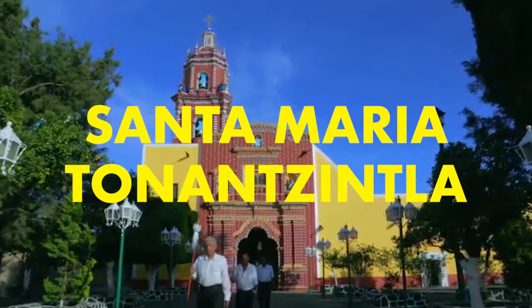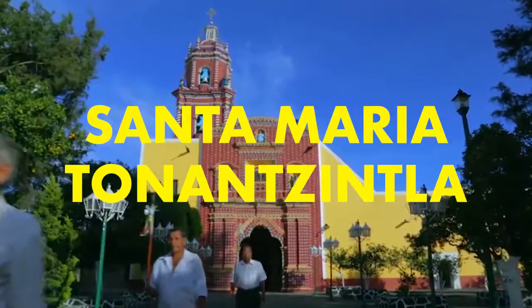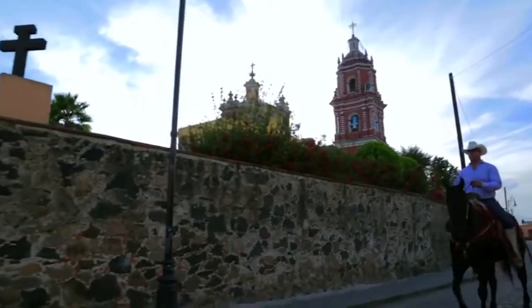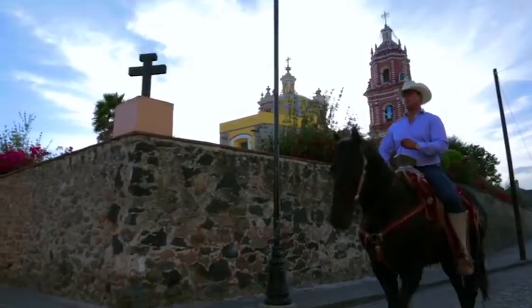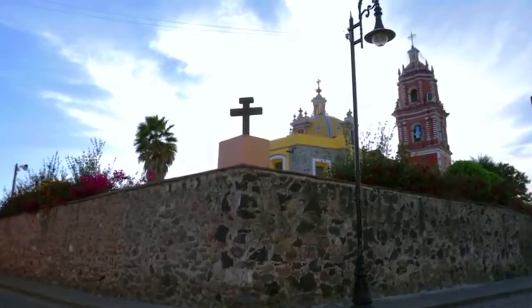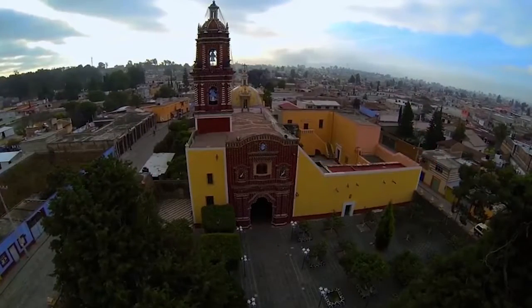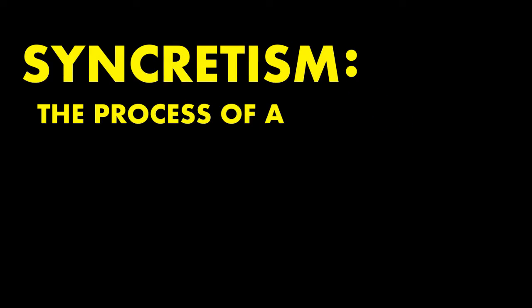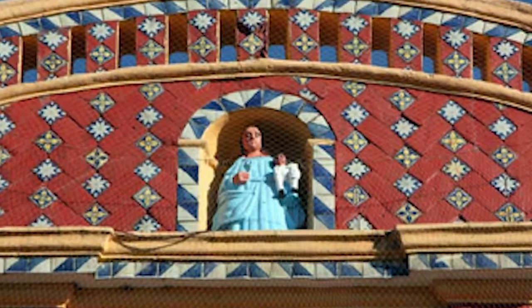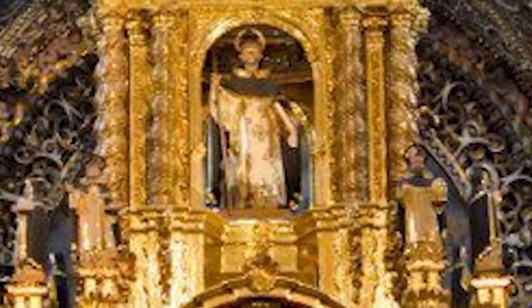Cultural hybridity is evident when observing the church of Santa Maria Tonantzitla. What is so unique about the architecture of this sacred space is the fact that the interior and exterior represent the idea of syncretism, or, quote, the process of absorption of Spanish cultural forms into the matrix of native Mexican culture. While incorporating characteristics of the Baroque that can be seen in decorations throughout the church, Santa Maria Tonantzitla ultimately leads as an example of a successful combination of religiosity between Christianity and indigenous beliefs.